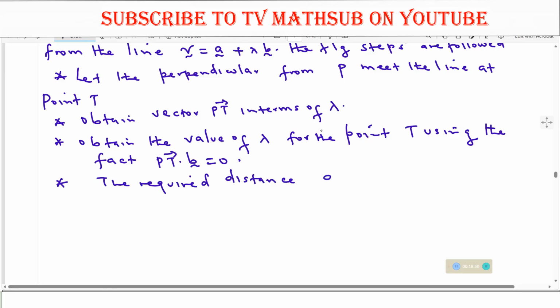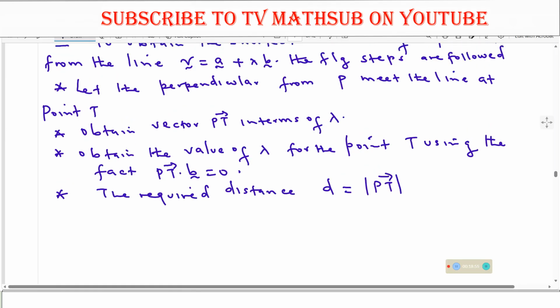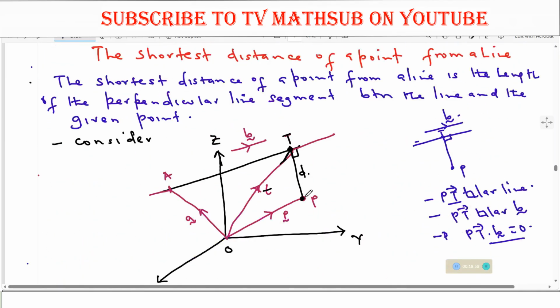Will be D, which is equal to the magnitude of PT. The distance you are looking for is this distance from P to T. So it means if I know PT, vector PT, I can easily obtain the value of D.